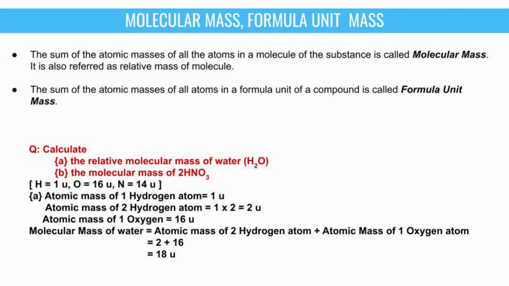Here is the question. Calculate the relative molecular mass of water, H2O. B. The molecular mass of nitric acid, 2HNO3. Solution. Atomic mass of one hydrogen atom is 1 u. Refer to the table given. In a water molecule, there are 2 hydrogen atoms. So, the atomic mass of 2 hydrogen atoms is 1 multiplied by 2, that becomes 2 u. Atomic mass of 1 oxygen equals 16 u. Molecular mass of water is the atomic mass of 2 hydrogen atoms plus the atomic mass of 1 oxygen atom, which equals 2 plus 16, that makes it 18 u.